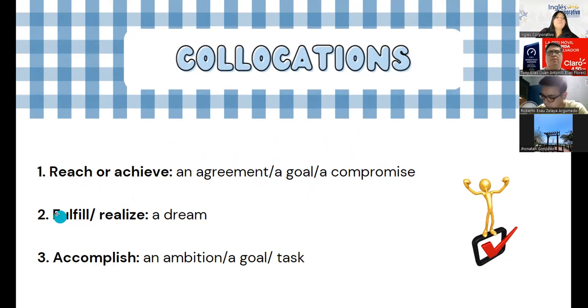Yes, because you can fulfill a dream. You can realize a dream, but when it comes to word choice, la elección de palabras, we need to say reach a goal or achieve a goal. Not fulfill a goal, not realize a goal. Because of collocations in English, right? To sound correct. There are many collocations that we should use.